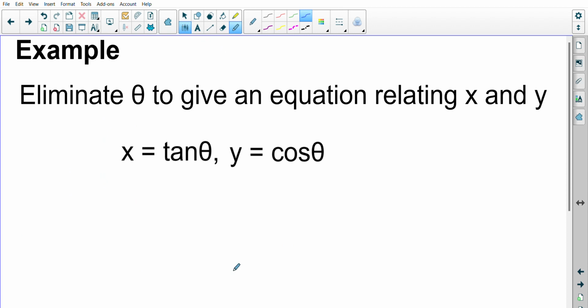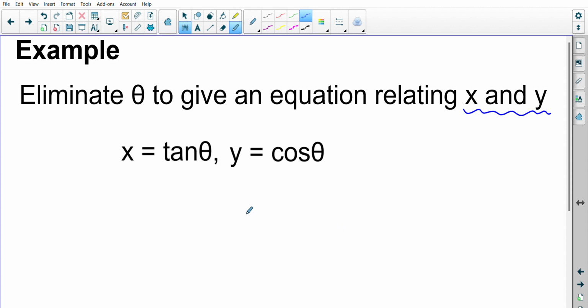Another one, final one, eliminate theta. So I'm not allowed a theta to give an equation relating x and y. Well, if I'm eliminating theta, that means the trig ratios will go as well. So I'm only allowed an equation in terms of x and y. And again, they can be operations, they can be numbers, but I just can't have theta or the ratios. So I'm going to see how I can combine x equals tan theta and y equals cos theta.